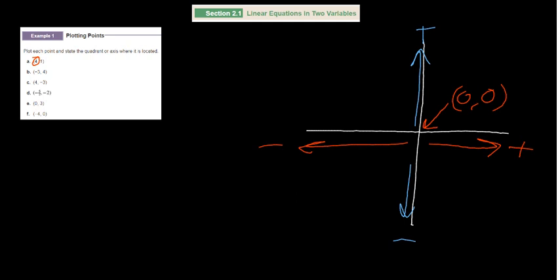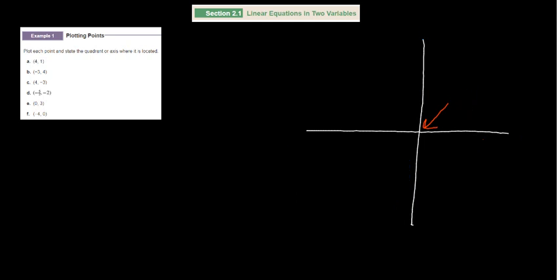All right, so what does all that mean? Well, let's plot some points and get a better idea, okay? So it looks like I need to go to at least 4, okay? So we'll go 1, 2, 3, 4 on each axis. Okay, so starting with A, we're going to plot the point 4, 1.